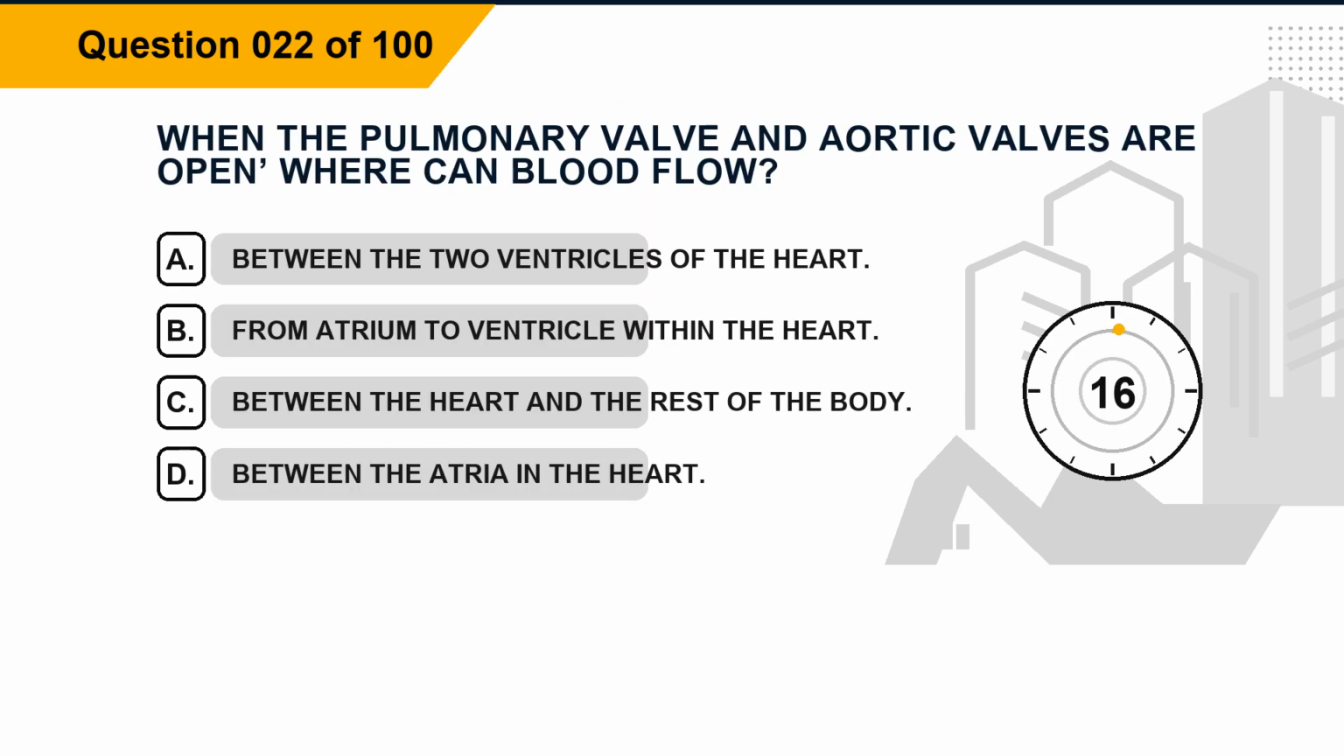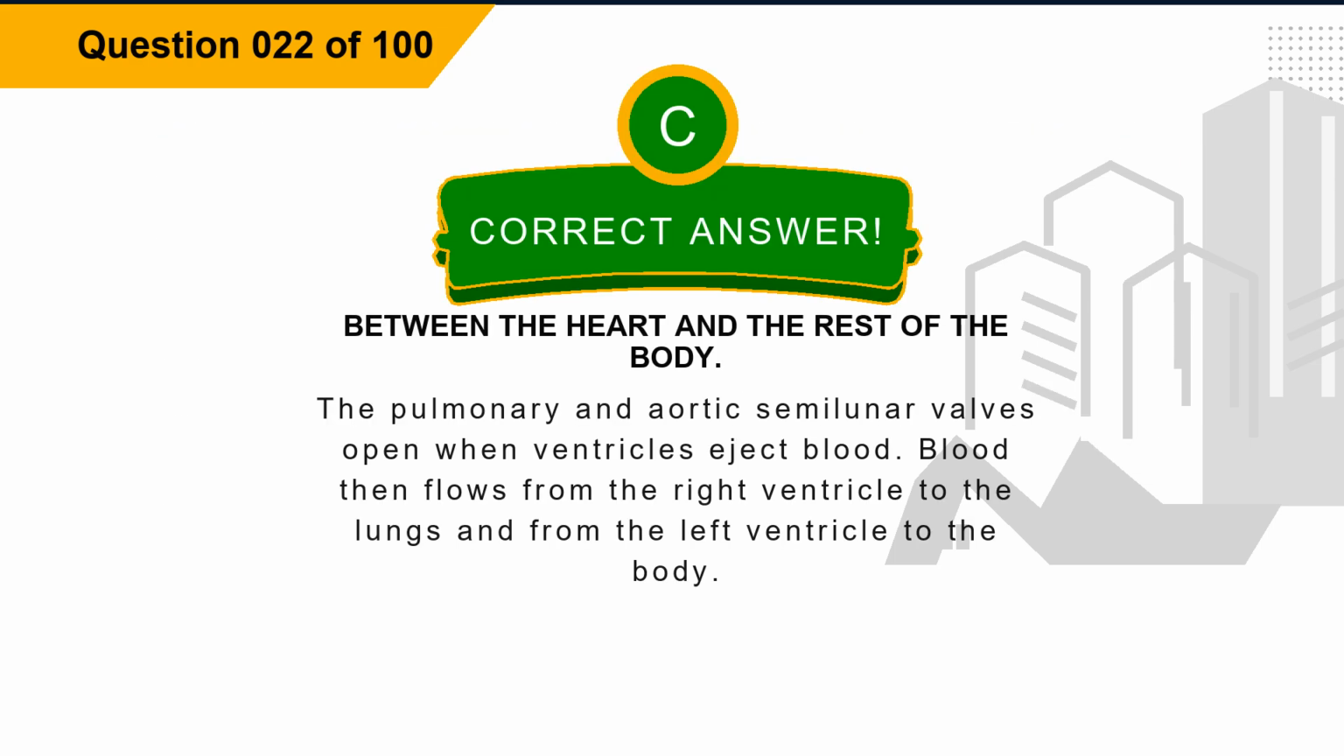Question 22. When the pulmonary valve and aortic valves are open, where can blood flow? Option A, between the two ventricles of the heart. Option B, from atrium to ventricle within the heart. Option C, between the heart and the rest of the body. Option D, between the atria and the heart. The correct answer is option C, between the heart and the rest of the body.